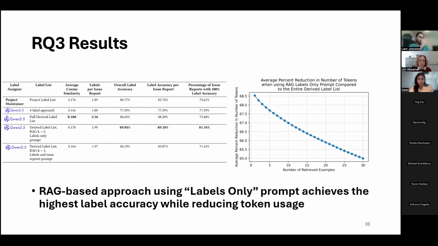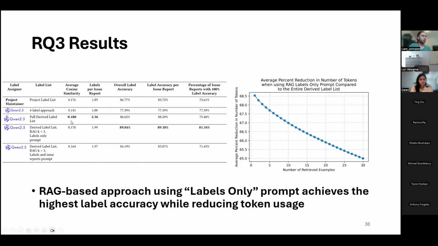So yeah, and now for this, we compare it again. We compare it to the original labels assigned in the test set, the 4-label approach for the test set, and then including the full list instead of this subset retrieved using RAG. And we compare this performance.